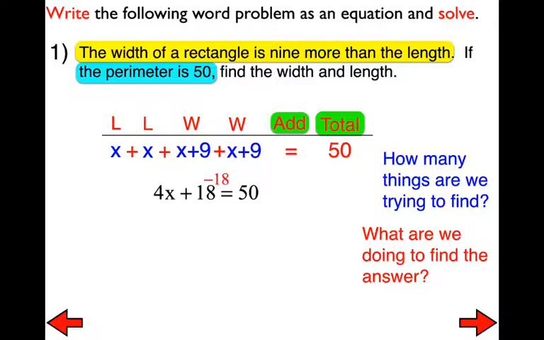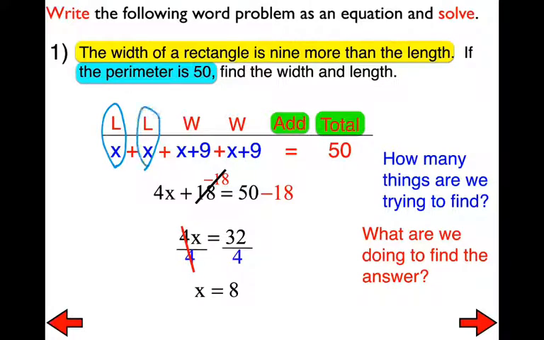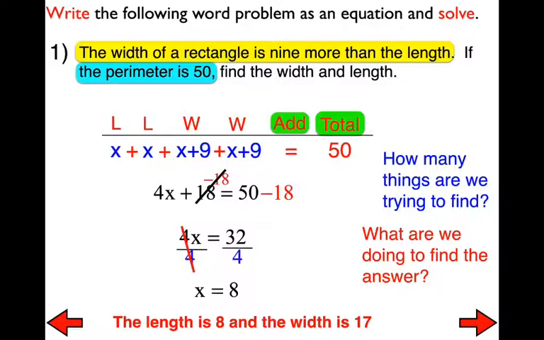That's 18. From there, solve that simple 2-step equation by subtracting 18 and then dividing by 4. And that gives us x equals 8. Well, what that means is that each of the lengths is 8. To find the widths, we, of course, have to add 9 on to those. So that means the length is 8 and the width is 17.